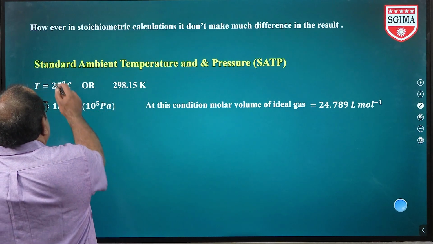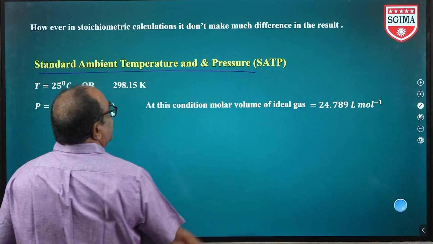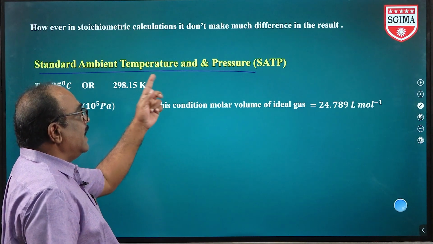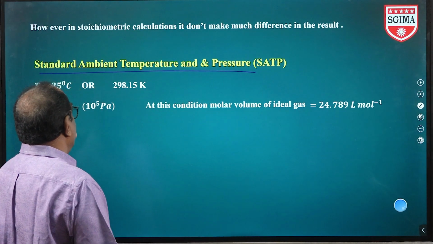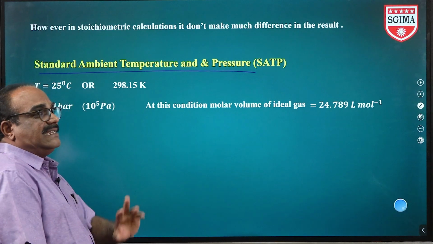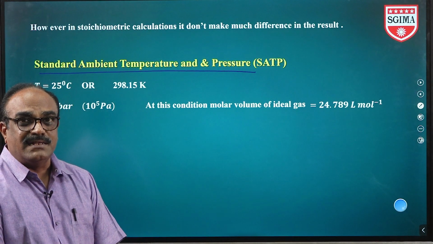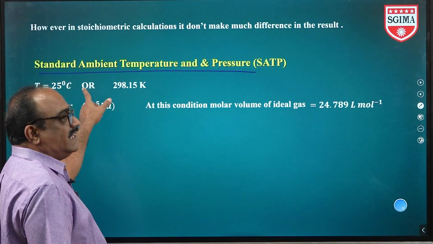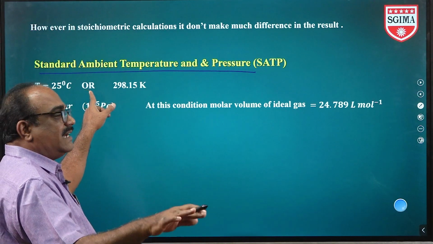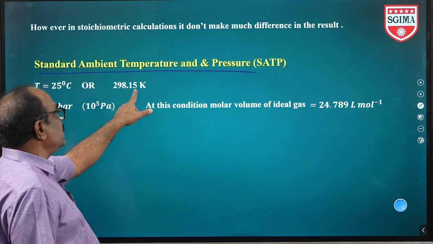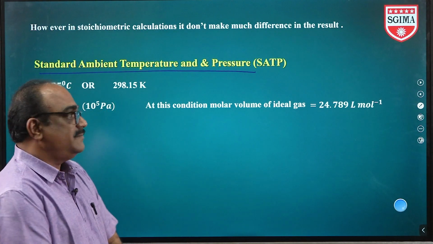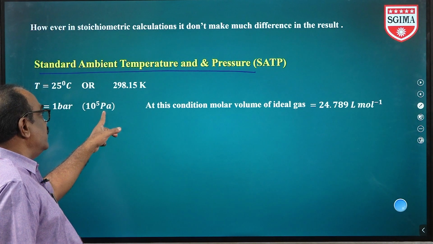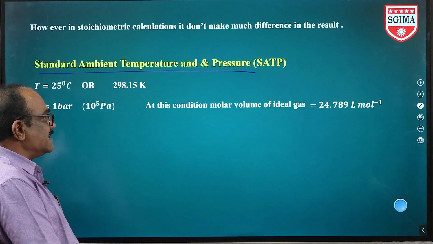Yes, there is one more condition, standard ambient temperature and pressure, often called SATP. The temperature will be 25 degrees centigrade. Why 25 degrees centigrade? That is the room temperature, European room temperature is 25 degrees centigrade. So, that is fixed as a standard by IUPAC, which refers to 298.15 Kelvin. And in place of pressure, they take 1 bar, which is equal to 10 power 5 pascals.